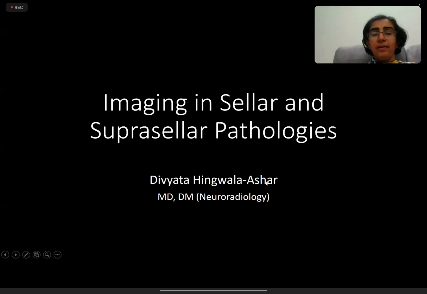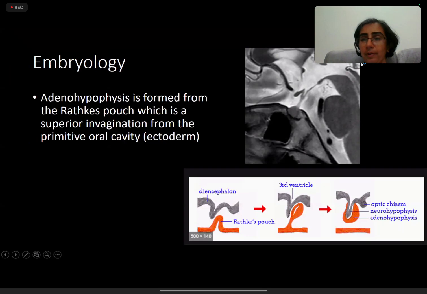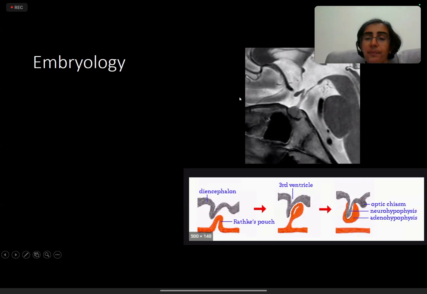So this session is on imaging in sellar and suprasellar pathologies. Avni and Shwaks are quickly going to tell us briefly about the embryology of the sellar and suprasellar region, because understanding the embryology helps us to understand the pathologies that arise from this region. So, who's going to start with a brief introduction on the embryology?